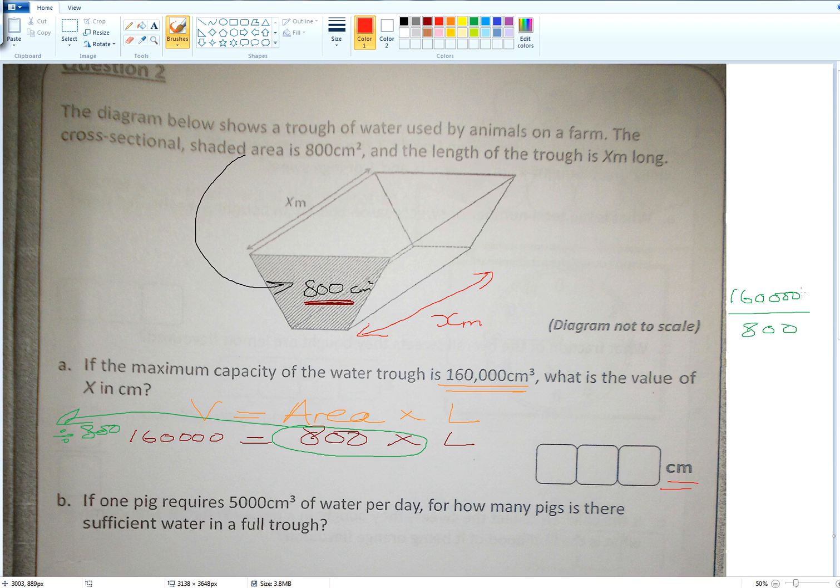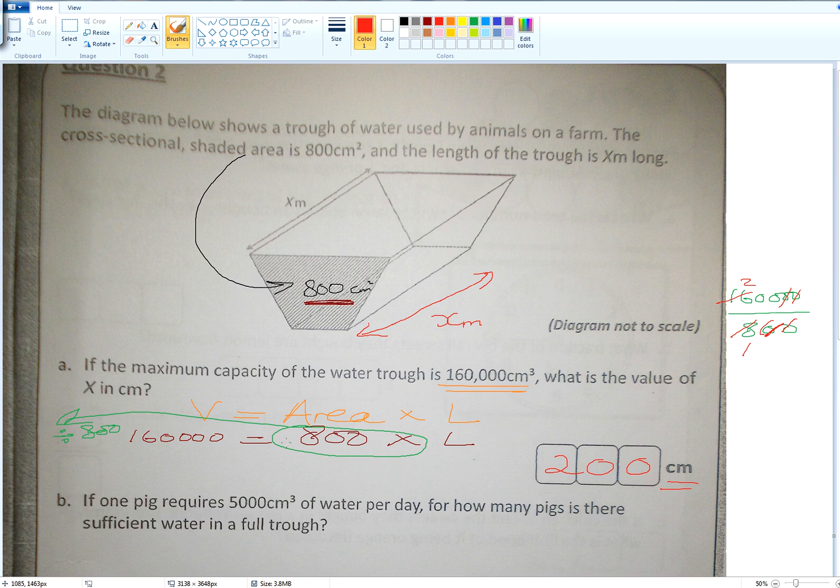Now, we can divide that by 10, divide that by 10, divide that by 10, divide that by 10. And we can divide this by 8 and divide that part by 8. So that leaves you 2 and a 0 and a 0. What's 2 and a 0 and a 0? 200. So 200 centimeters, and that is the correct answer.